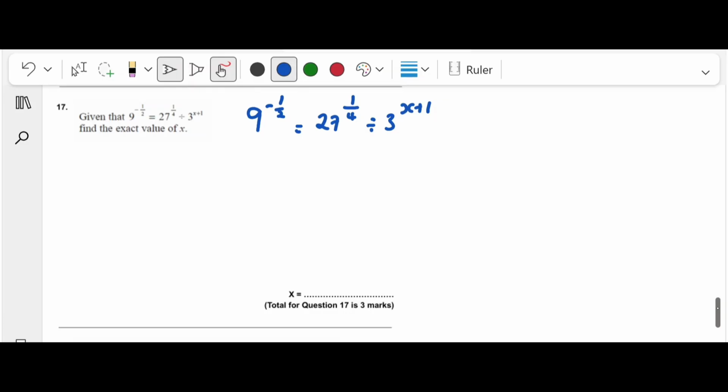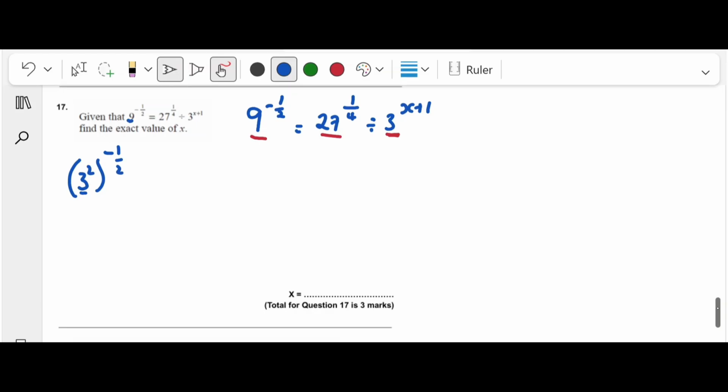Really common question. Now what you should notice here, you see this 3. If you look at 27, 27 can be written as 3 to the power of something, and 9 can also be written as 3 to the power of something. So you want to get them so that the bases are all the same. So I'm going to rewrite them. 9 is the same as 3 squared. And I'm going to put it in a bracket because don't forget you still had the power of negative a half. That doesn't go anywhere. I've just replaced this 9 with 3 squared.